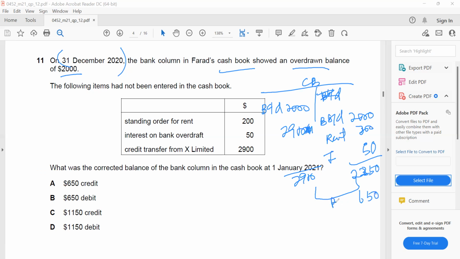Now we have a balance carried down. The new amount will be sitting in here, 6500. So they're talking about the 1st January, 1st January talking about this one. Okay, so debit side. Now go to the debit side already, so debit 650. Okay, move on.